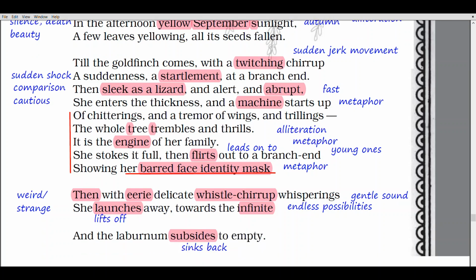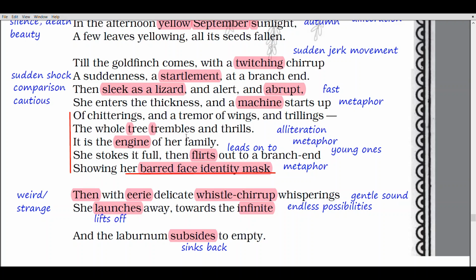Now let's look at the second stanza. Till the goldfinch comes with a twitching chirrup, a suddenness, a startlement at a branch end. Then, sleek as a lizard, and alert and abrupt, she enters the thickness, and a machine starts up, of chitterings and a tremor of wings and trillings. The whole tree trembles and thrills. It is the engine of her family. She stalks it full, then flirts out to a branch end, showing her barred face identity mask.